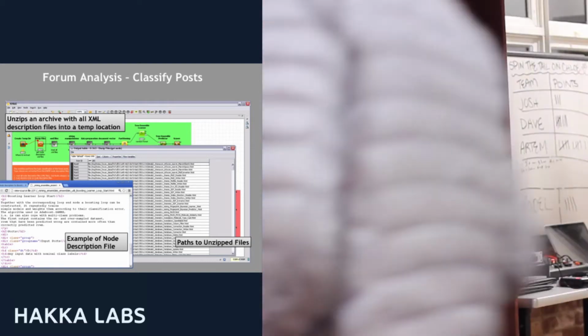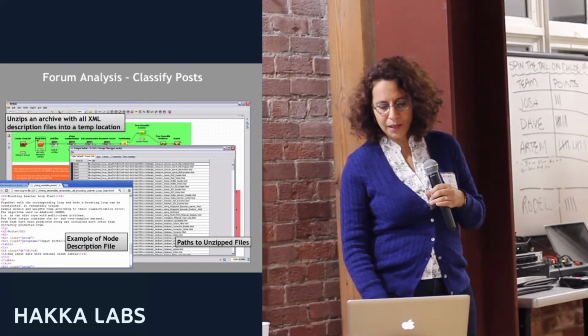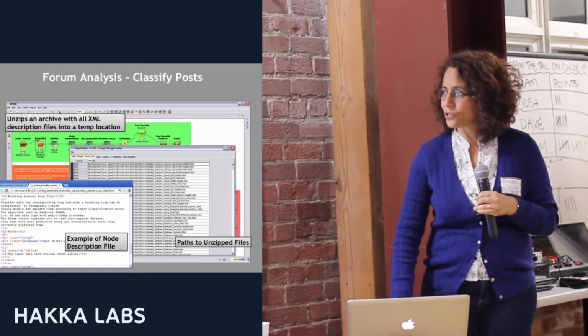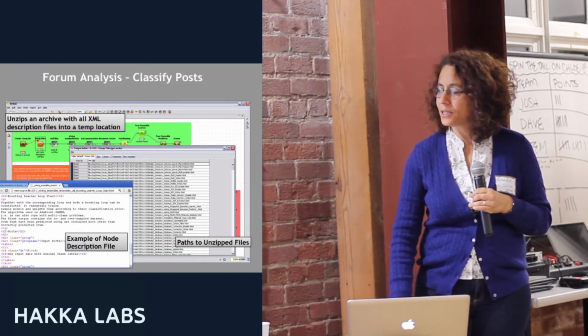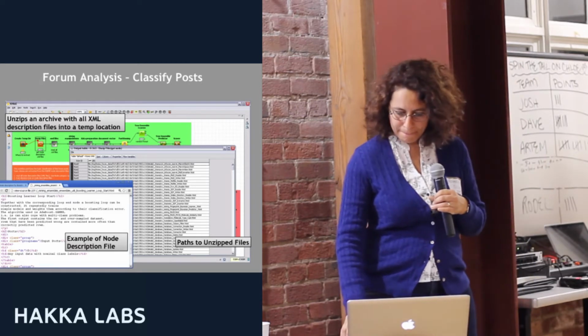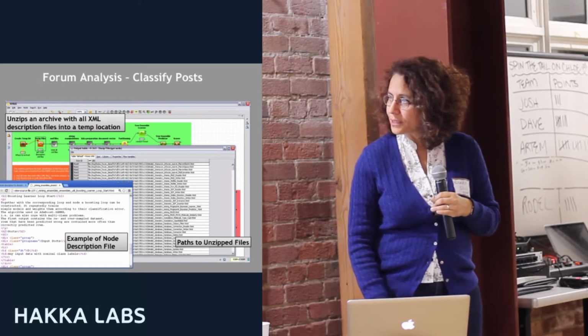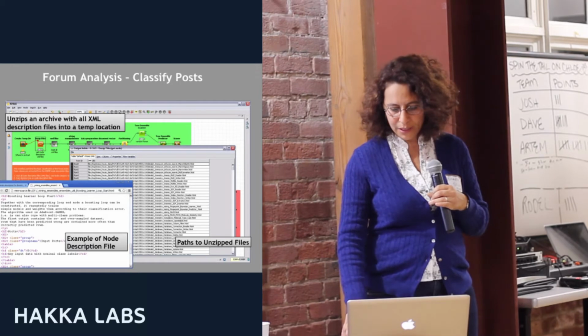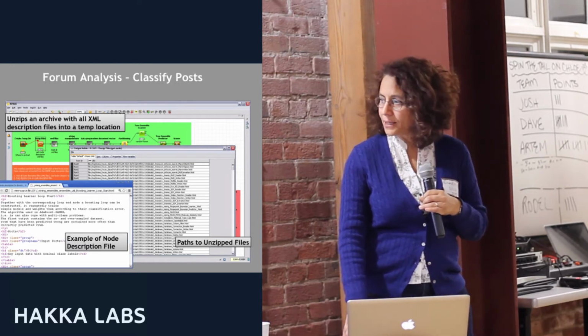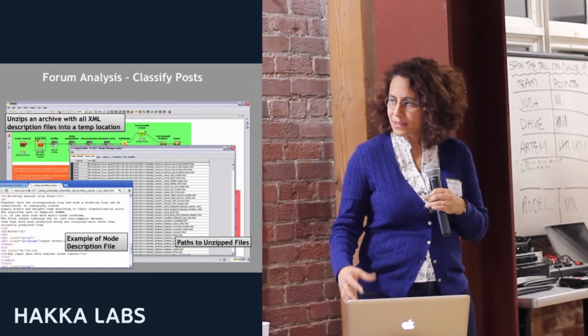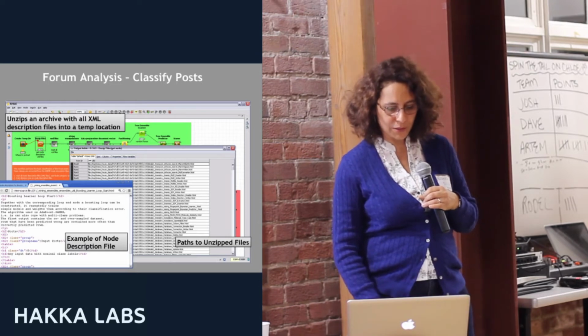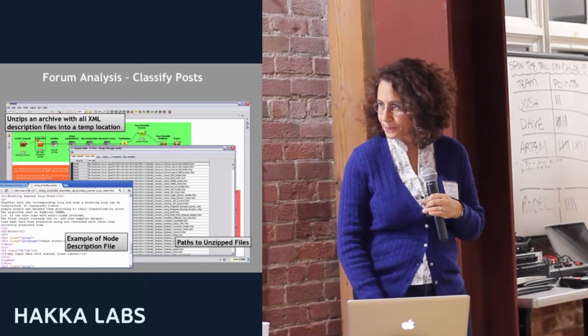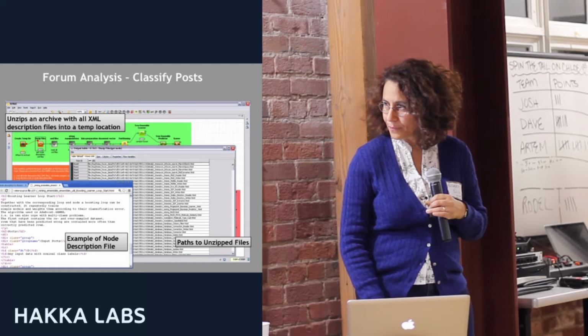So here, I unzip the archive with all the XML description files into a temp location. So this is the unzip file node. And here, I get this kind of data. So that's the path for all the unzipped files. And here, that's an example of a node description file, and that's how the node description is done. Okay?